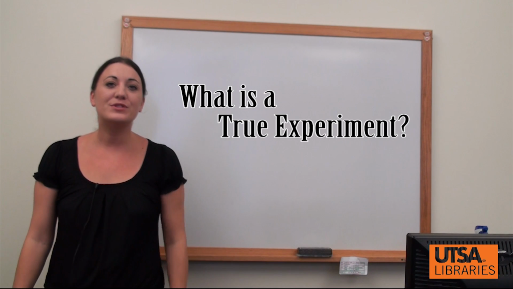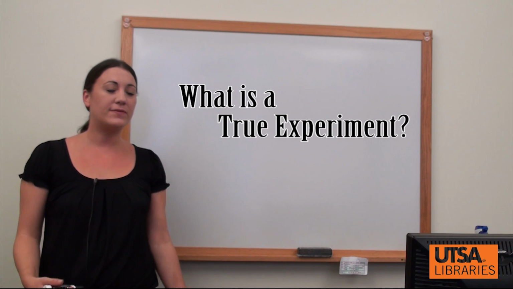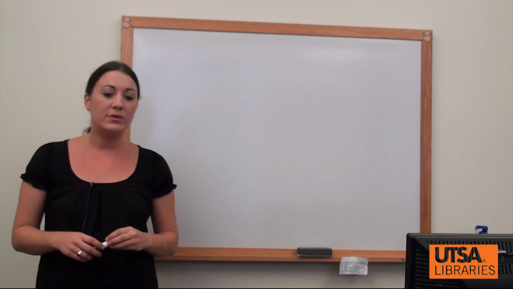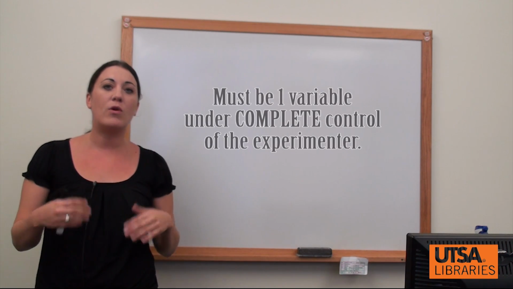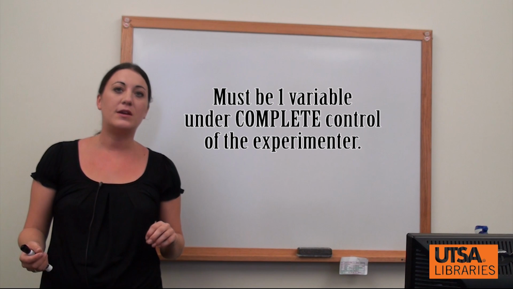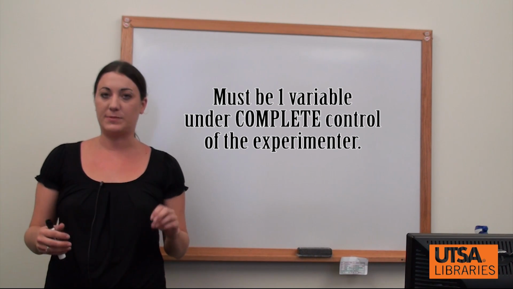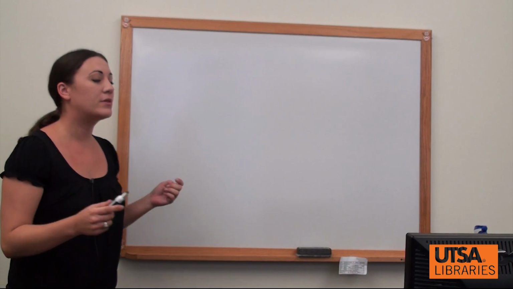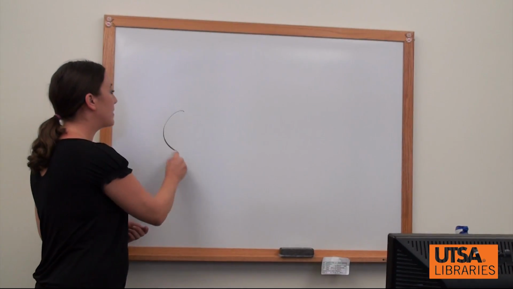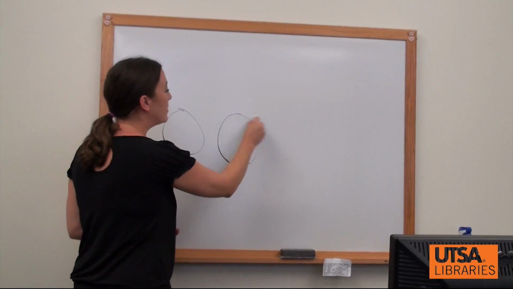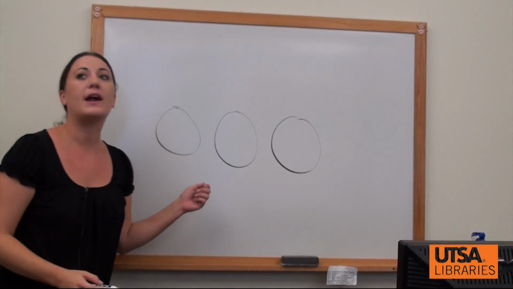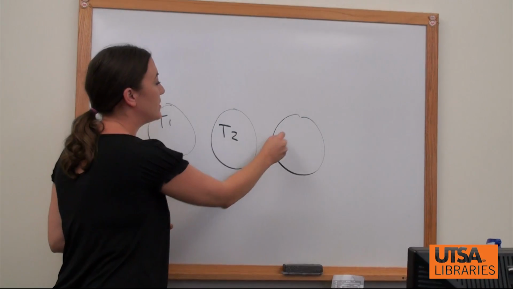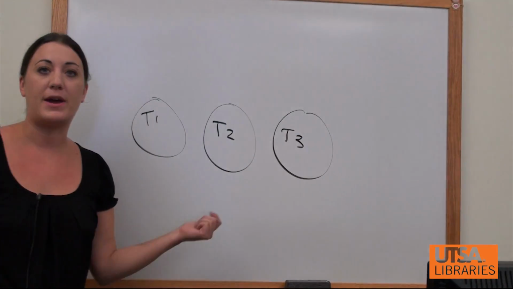All right, so basically when I'm describing the difference between what is and what isn't a true experiment, we really stress the importance that there must be one variable in the study that is under the complete control of the experimenter or the researcher. So when we're talking about a variable that the researcher controls, it's going to be some comparison variable. Typical to most experiments, we want to look at does treatment 1 differ from treatment 2, differ from treatment 3, and which one's the best, okay?